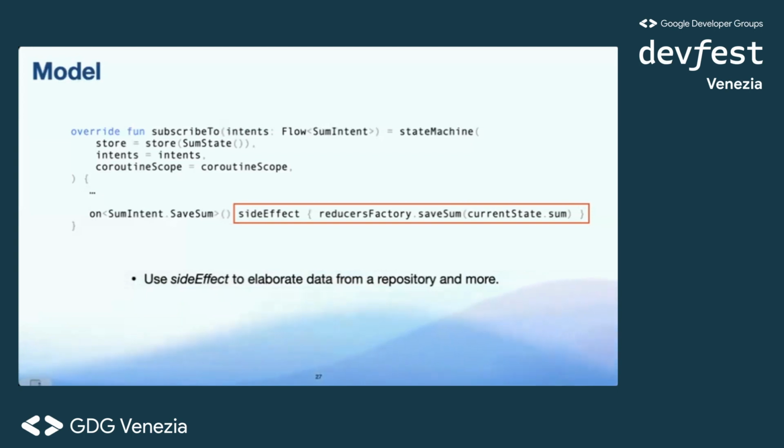Also, in the scope of side effects, we can actually also update the state. It's okay, we can do that. But if we do update the state, then whenever we call currentState in the same scope of the side effect, we're still getting the latest updated state. Last thing about side effects is that here is where we want to call suspend functions.